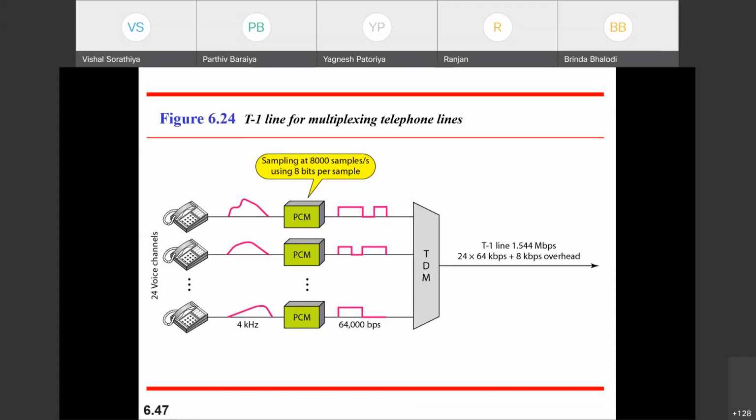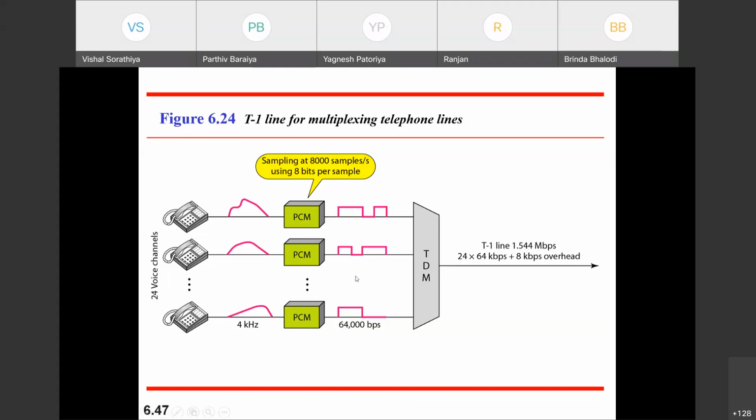So quantization levels, how many are there? 2⁸ = 256, and each sample generates 8 bits of data. In this way, 8,000 samples are generated. So 8,000 samples multiplied by 8, so we can say in one channel there are 64 kbps. So each channel generates 64 kbps of data.